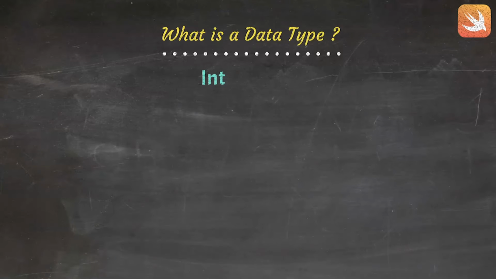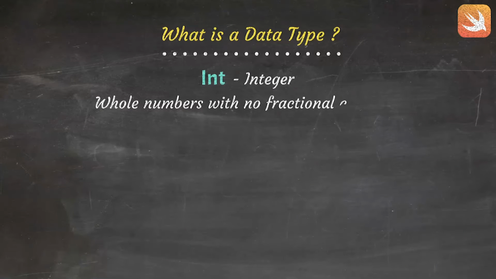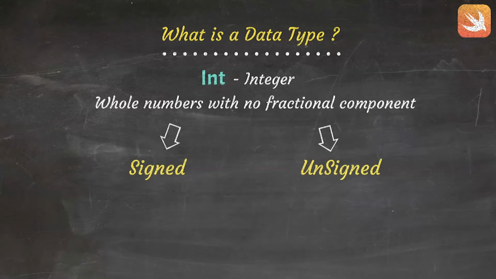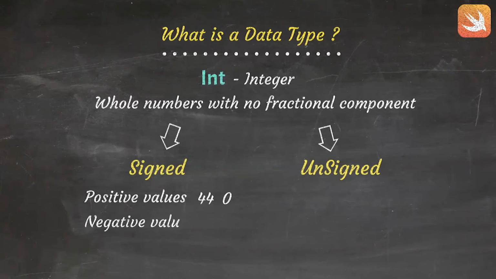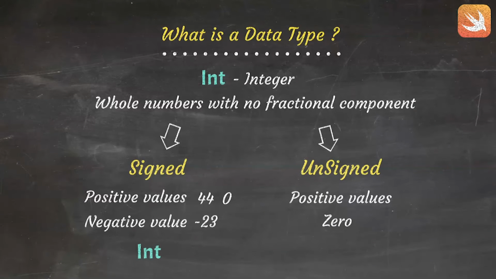The first data type is Int, which is short for integer and is commonly used in our day-to-day programming. Basically, integers are whole numbers with no fractional component and can either be signed or unsigned. A signed integer means it can be a positive value like 44, 0, or a negative whole number as well, like -23, and you can define it with the Int keyword. Whereas an unsigned integer can either be a positive whole number or 0, and you can define any constant or variable with the UInt keyword, which is short for unsigned integer.